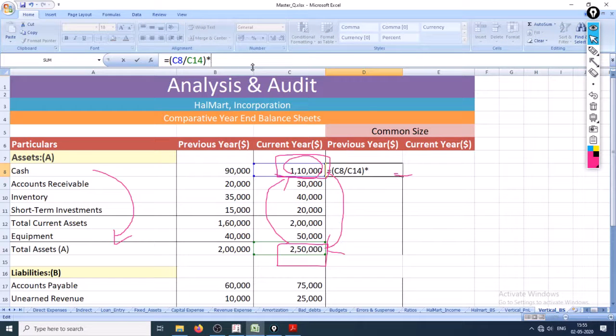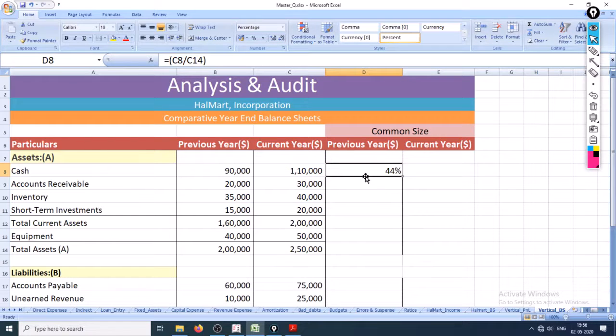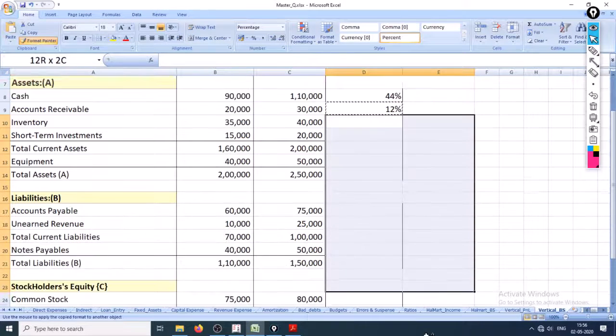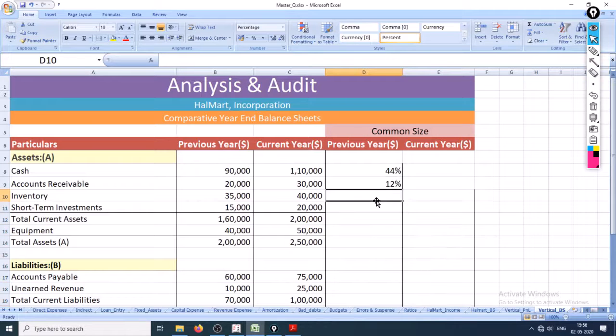I'll just remove this and apply the Excel percentage format so that it will show you percentages. Now let's solve for the other ones. Something went wrong. Now this divided by this. Why did it come to 0? Okay, percentage applied. Let me apply percentage everywhere. So accounts receivable is 12% of the total asset.